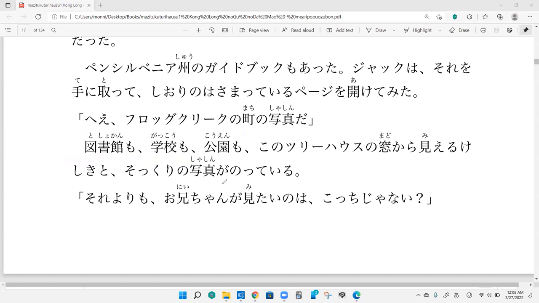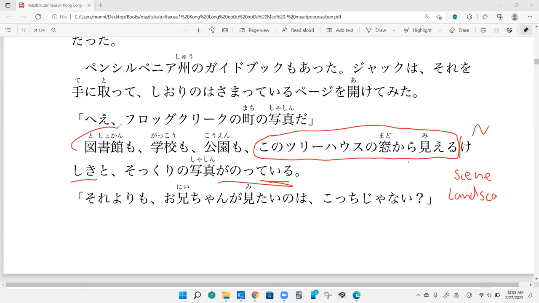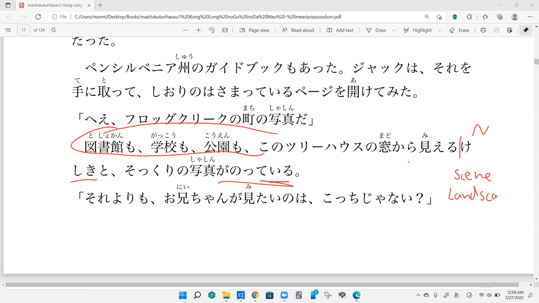So this right here that's being depicted is a keshiki. What does keshiki mean? In English you might say scene, maybe. The view? Yeah, the view. View is a good way of putting it. So keshiki is a noun, which means このツリーハウスの窓から見える is a relative clause. This whole thing is a relative clause describing the keshiki. You could just say 景色とそっくり写真が載っている, which is, it looks exactly like the view, but they're letting you know which view it is. It's the 図書館も学校も公園もこのツリーハウスの窓から見える景色. So that is all describing 景色.